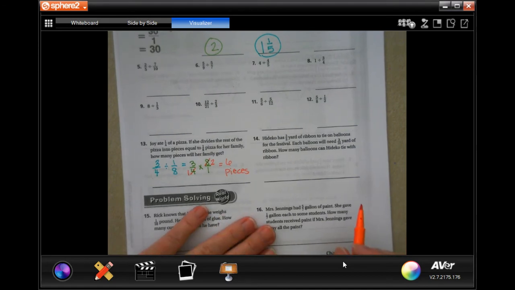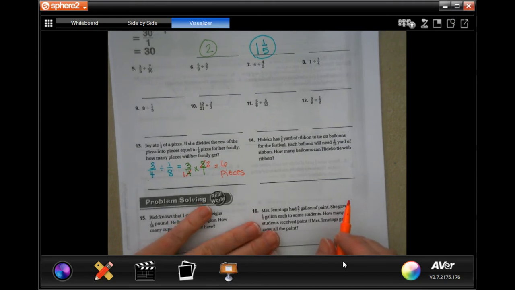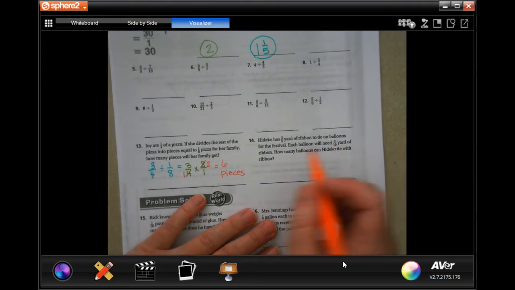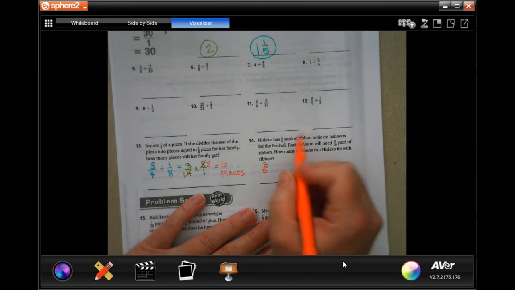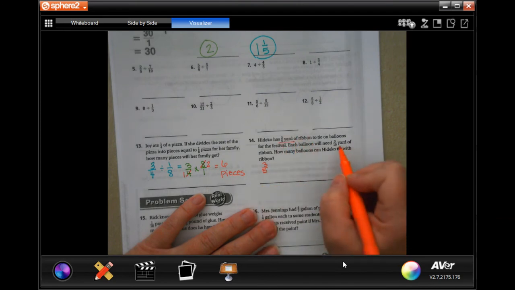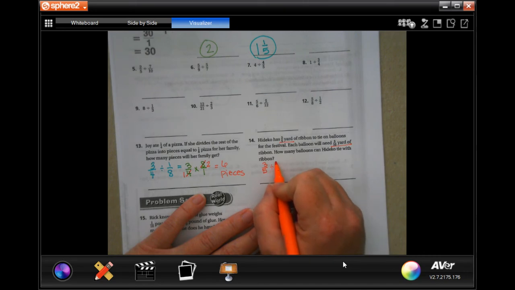Hideko has 3/5 of a yard of ribbon to tie on balloons for the festival. Each balloon will need 3/10 of a yard of ribbon. How many balloons could she tie with the ribbon? So 3/5 is what she has. That's how much she has. She needs 3/10 for each one.